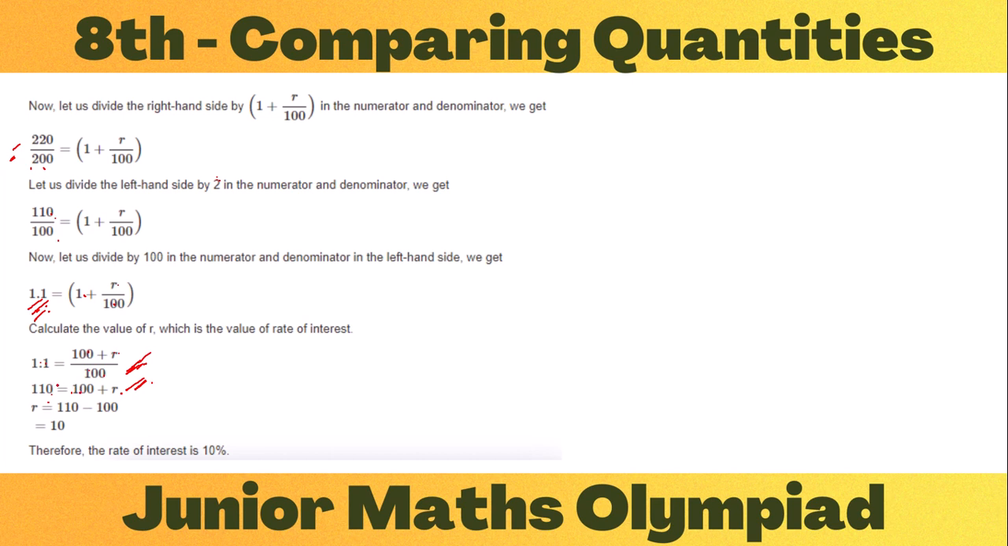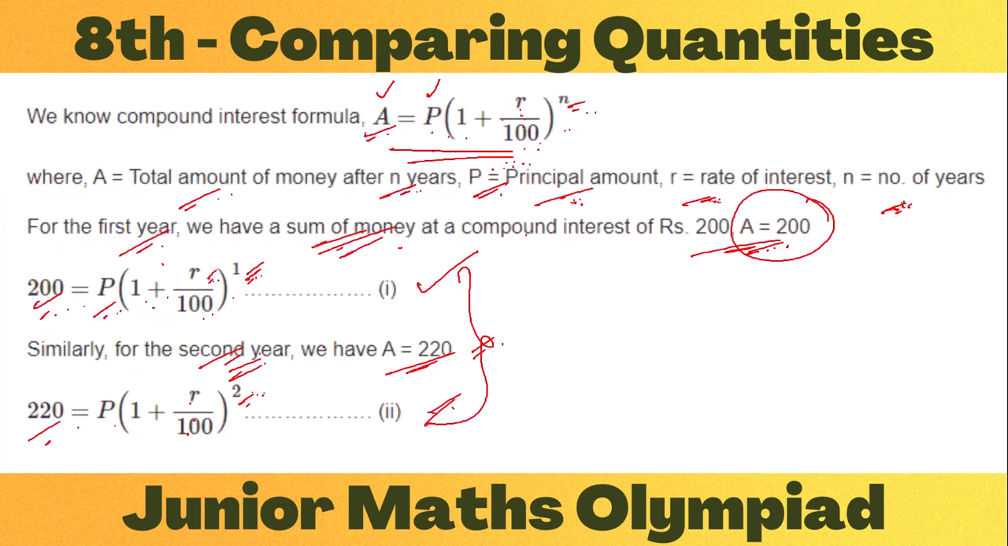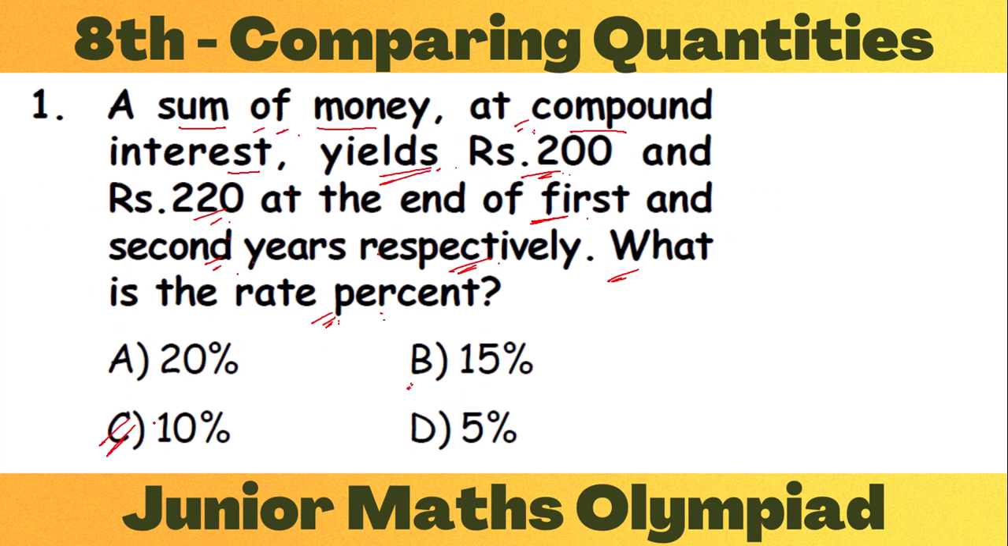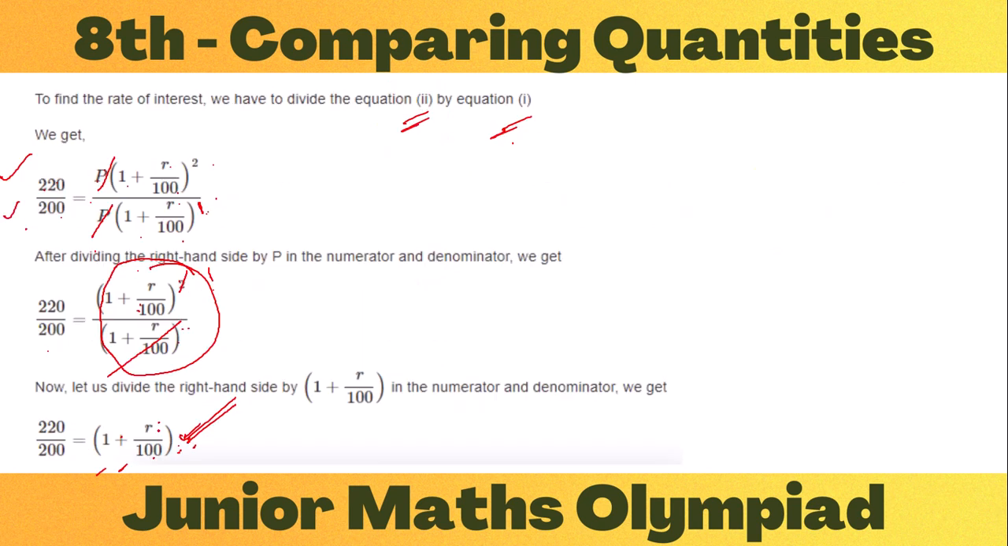100 will go that side. It will become 110 minus 100, or we can write in reverse, R equal to 110 minus 100, which is equal to 10. So rate of interest equal to 10%. Like that, we can calculate the answer. So here, children, the correct option is option C, which is 10%.